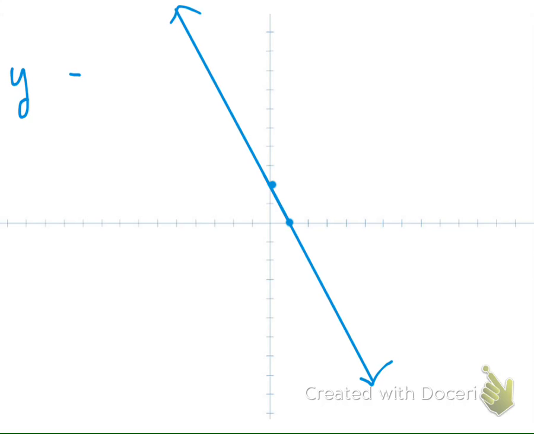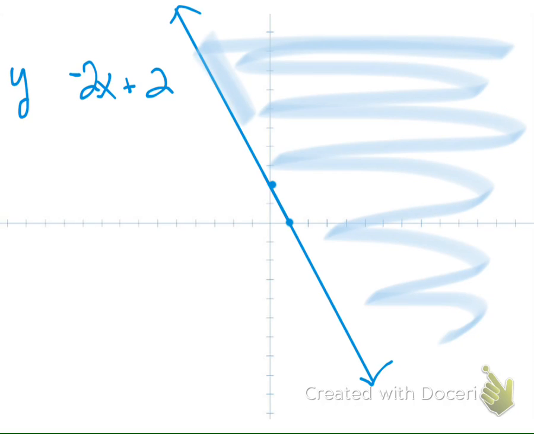Negative 2x. What's your slope? What's the m? Is it not down 2 over 1? Negative 2x, what's your b? 2. Where did they shade, above or below? So is that greater than or less than? Greater than. Is the blue line solid or dotted in the picture? Solid. So there's that equation.